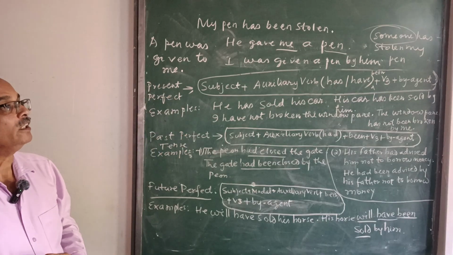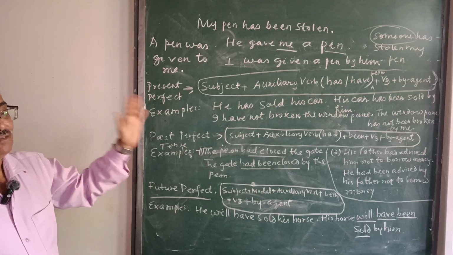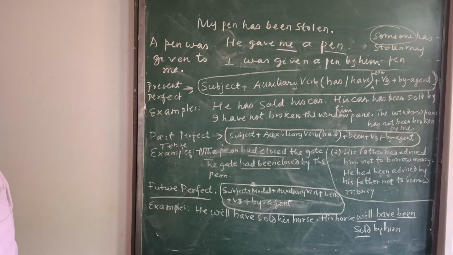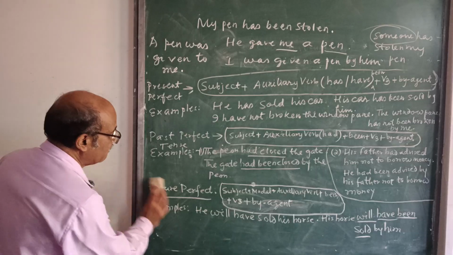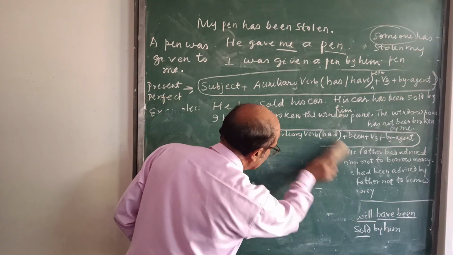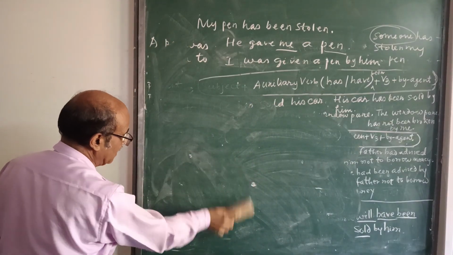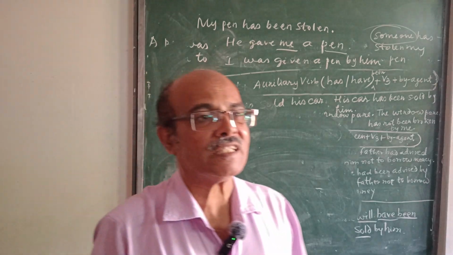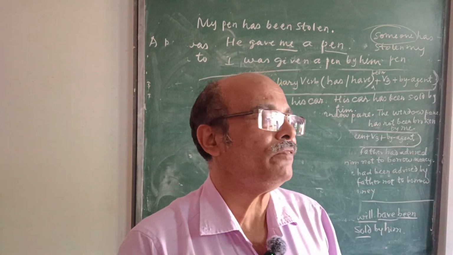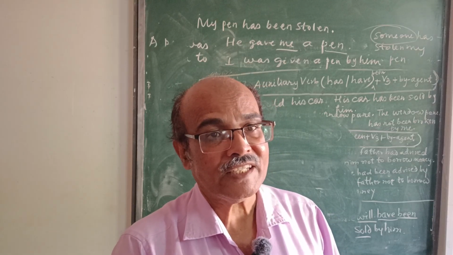This is all about how to turn present simple, present perfect, past perfect, future perfect, present continuous and past continuous tense from active to passive voice. Always remember that present perfect continuous tense doesn't have what? Passive construction. Present perfect continuous, past perfect continuous and future perfect continuous you will not be using in passive construction. That's all for today.